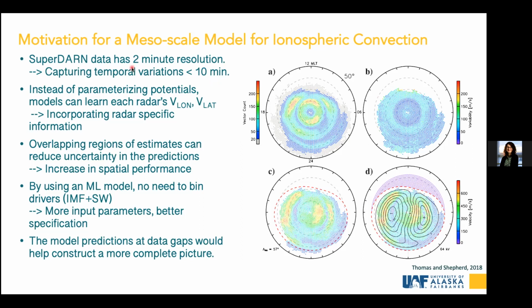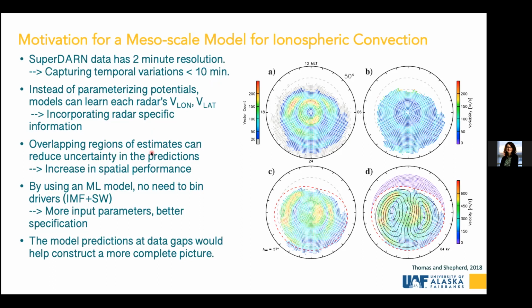But if we look at the radars and their observations, there is data that we can really utilize that has this 2-minute resolution. In addition, these radars are measuring the line of sight velocities, which can be converted to the latitudinal and longitudinal velocities, which means that for specific radars, we do not really need to parameterize the output. We can really take that velocity information and try to build a model based on that. In addition, there are overlapping regions with the field of view, as you can see.